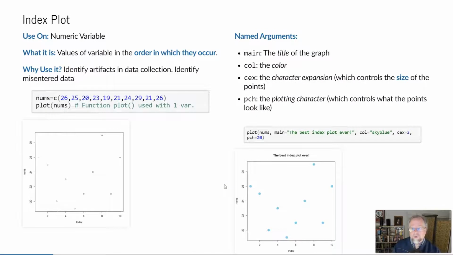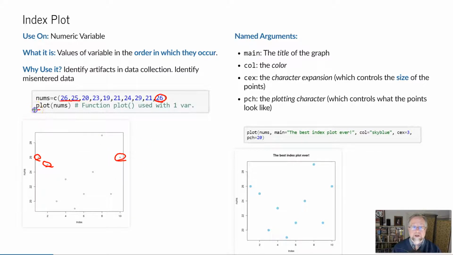All right, so let's start with the index plot. You use this on numeric variables. And as I've said, the values of the variable are in the order in which they occur. So if I have a 26 in the first place, it has a height of 26. And if I have a 25 in the second place, it has a height of 25. All the way to my last value, which is in the 10th place, that has a height of 26.